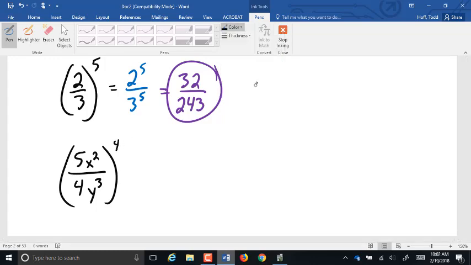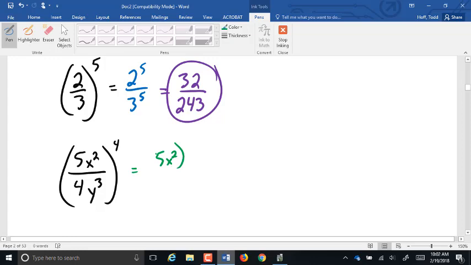I could have something like this. 5x squared over 4y to the third to the 4th power. That's just 5x squared to the 4th power, and 4y to the third to the 4th power. So 5x squared to the 4th power. What's 5 to the 4th power? 625. And then x squared to the 4th? X to the 8th. Perfect.